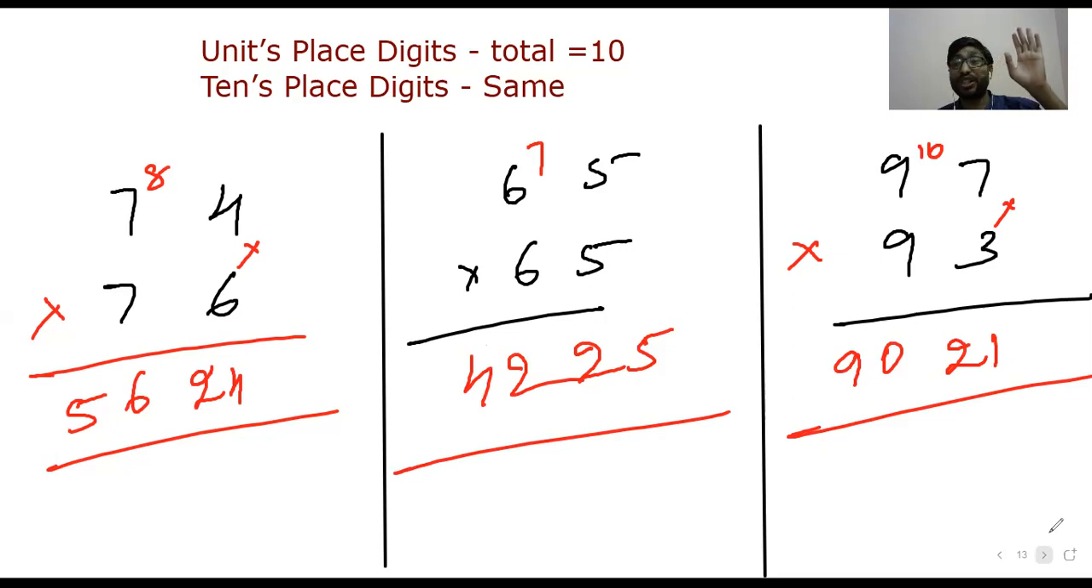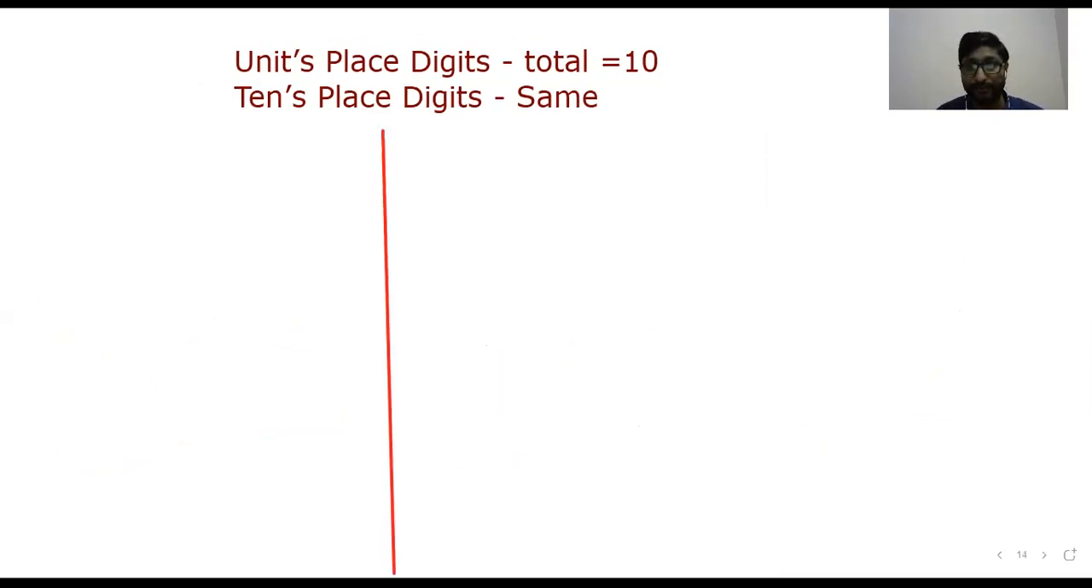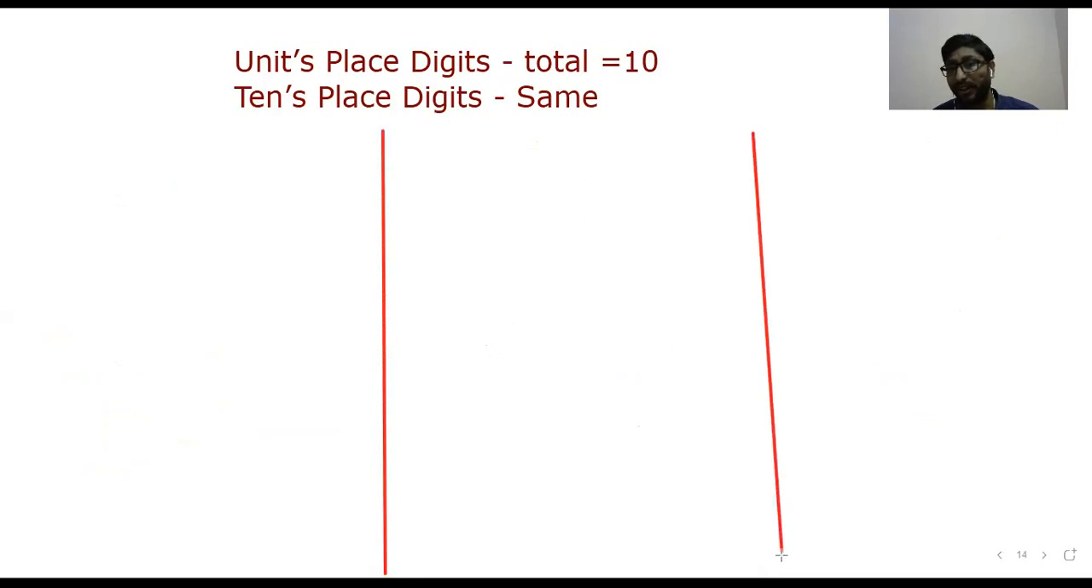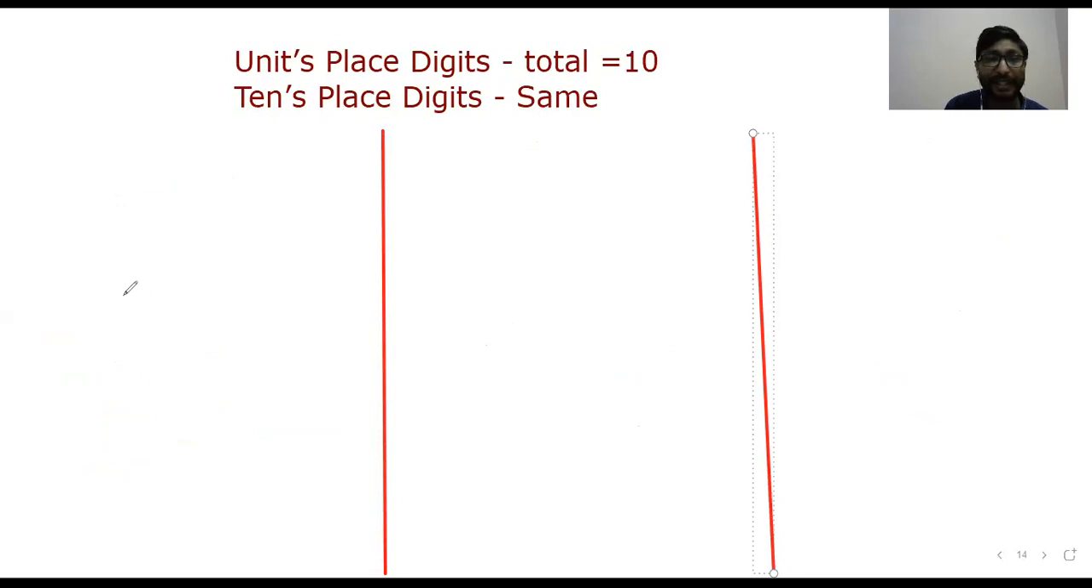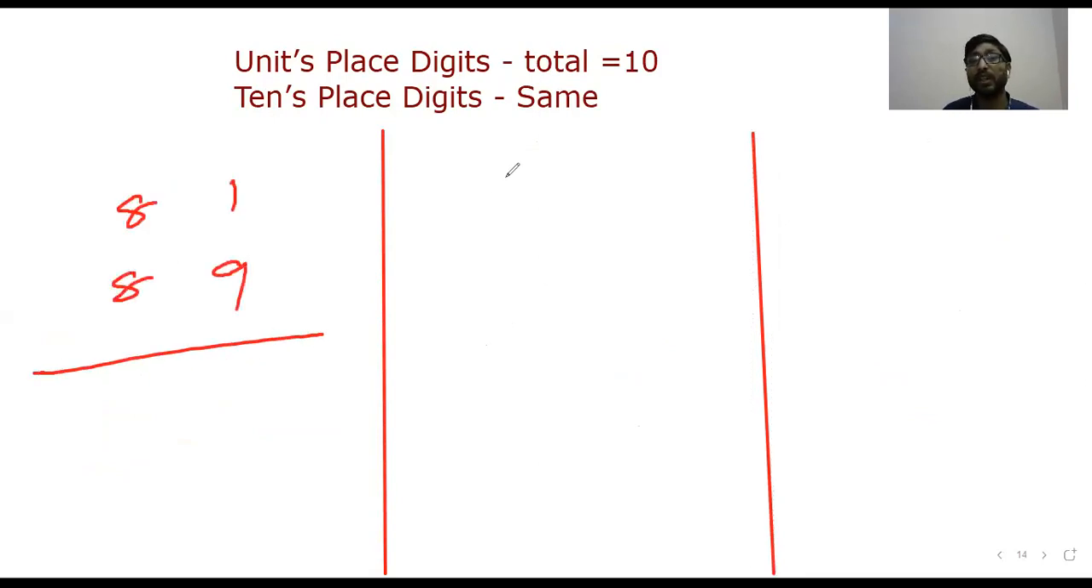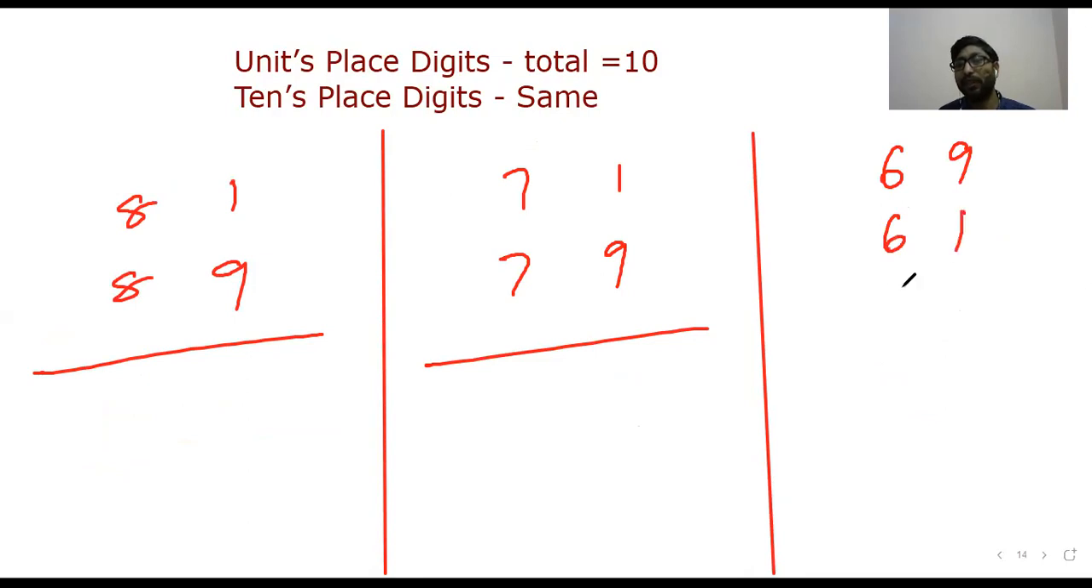This is logic number 2. And one more similar logic. How to do this one? In case of 81, 89, 71, 79, 69, 61. See, according to the logic, 1 9s are 9 and 8 9s are 72.